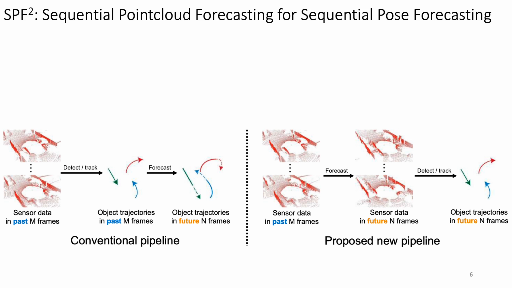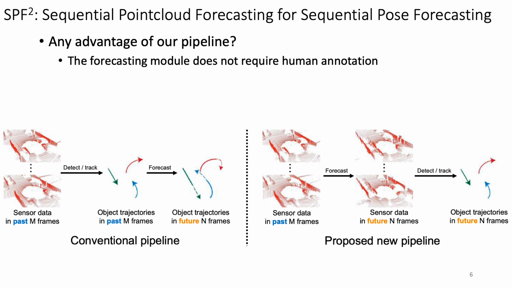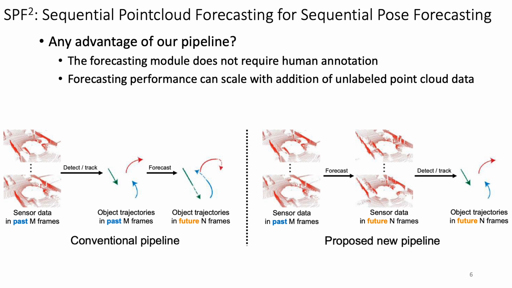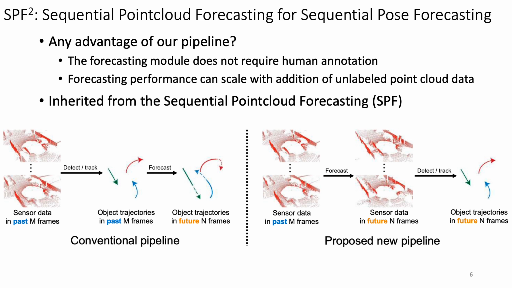Okay, we have talked about the differences. Is there any advantage of our pipeline? First, the forecasting module in our pipeline does not require any human annotation because we can just use the unlabeled point clouds as ground truth for training. Because of this, we can easily leverage a large amount of unlabeled point clouds in order to scale the performance of the forecasting module in our pipeline. Both advantages are inherited from the sequential point cloud forecasting module, which we will introduce next.